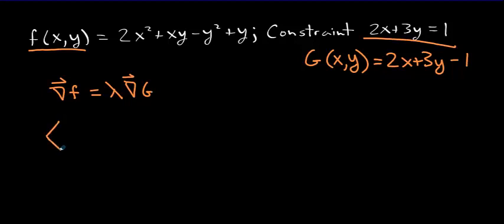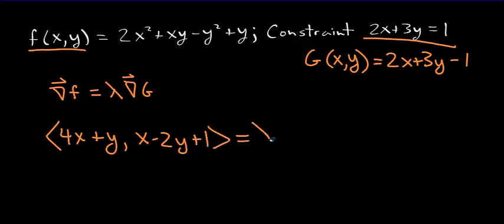First of all, the gradient of f. Well, I take the partial with respect to x, and I get 4x plus y. Okay, that goes in the first component. The second component is the partial with respect to y. So that's going to be x minus 2y plus 1. And I set that equal to lambda times the gradient of the g over here, and I get 2 comma 3. That was easy.